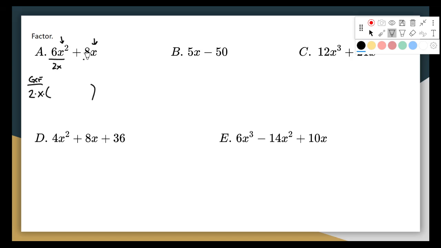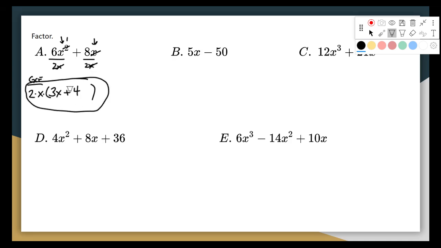And now, to figure out what belongs in the parentheses, after you've taken the GCF out, you divide by the GCF. So 6 divided by 2 is 3. There's 2 powers of x. There were 2 powers of x in this term. You took one of them out, so one of them remains. And then in the second term, 8 divided by 2 is 4. There's 1 power of x, but you took it out. No powers of x remain. And this is the answer.